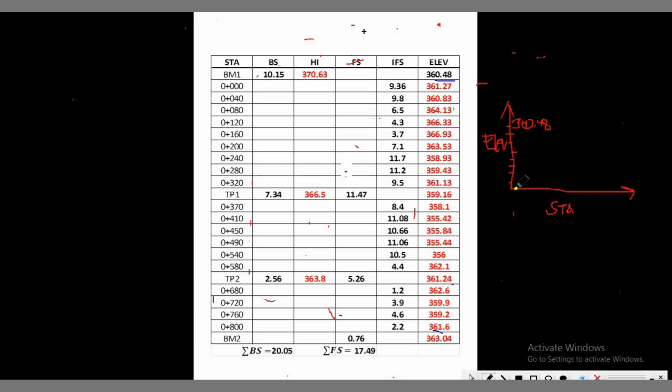Tapos, ni station, 0 plus 000. So, I'm going to start at 0 plus 000. The elevation na is 361.27. So, above 360.48. Then, station 0 plus 200. 0 plus 200, my elevation is 363.53. So, somewhere here, the 0 plus 200.